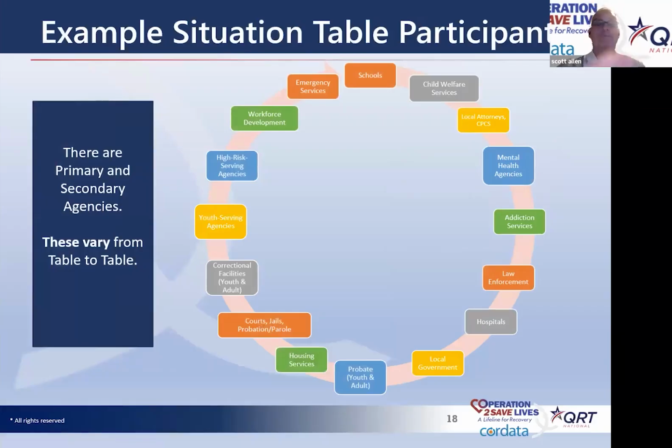Who should be at the table? Everyone. You can see schools, child welfare services, emergency services, workforce development. Think of the needs. It might be housing, job development. I need a driver's license. Have those providers there. Law enforcement, fire, EMS, and schools are great referral sources, and then they often take a step back and let the providers do their magic.